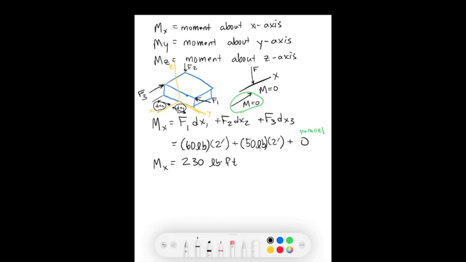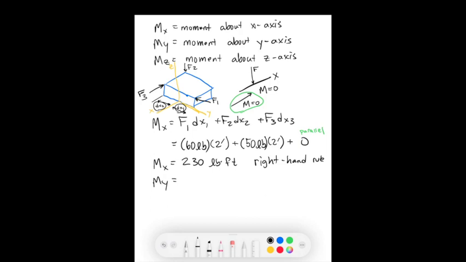Now both of these are positive using the right-hand rule. So we start by looking at which way the force would rotate around that axis. Both of these rotate in the positive direction using the right-hand rule.